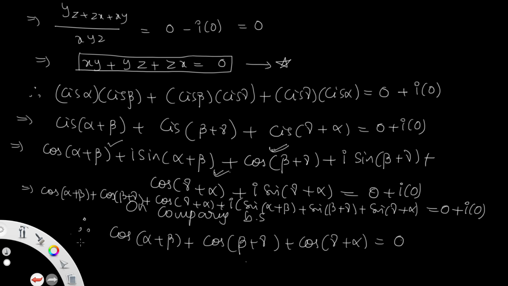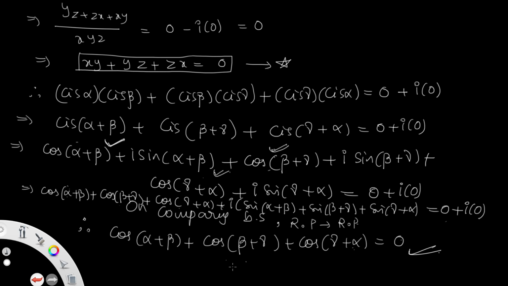So we get this one. Hence proved. This is the first part, the second part, and here real part compares to real part. On comparing, because real part equals real part, this value cos of alpha plus beta plus cos of beta plus gamma plus cos of gamma plus alpha equals 0. Hence proved. That's all.